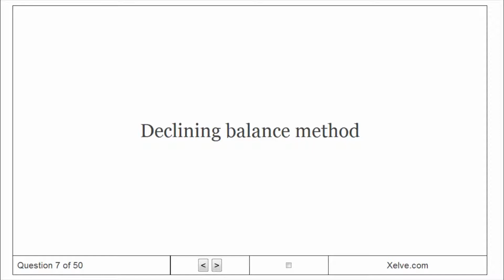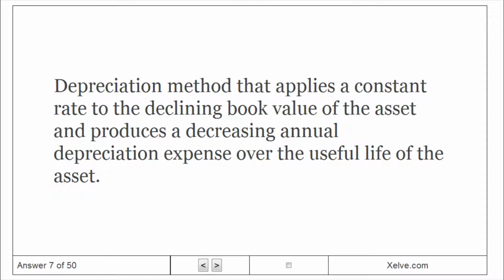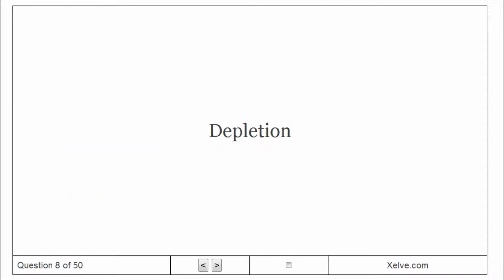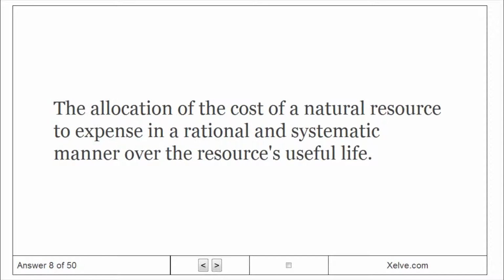Declining balance method. Depreciation method that applies a constant rate to the declining book value of the asset and produces a decreasing annual depreciation expense over the useful life of the asset. Depletion. The allocation of the cost of a natural resource to expense in a rational and systematic manner over the resource's useful life.